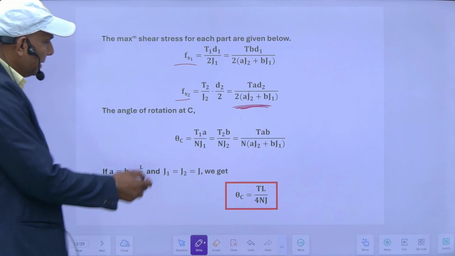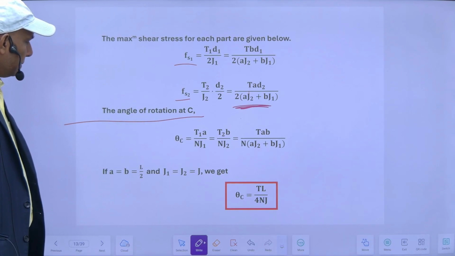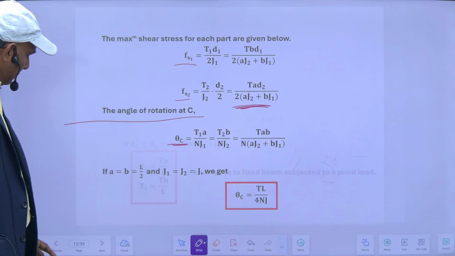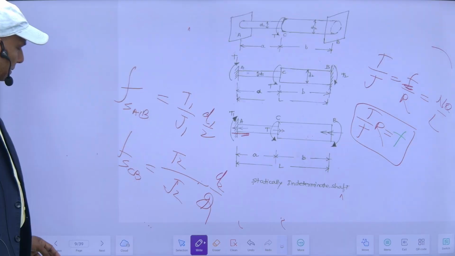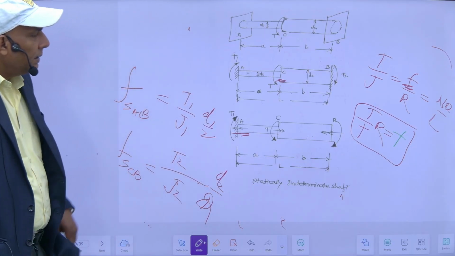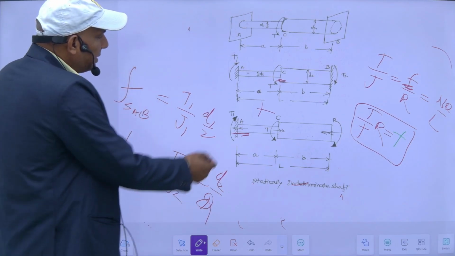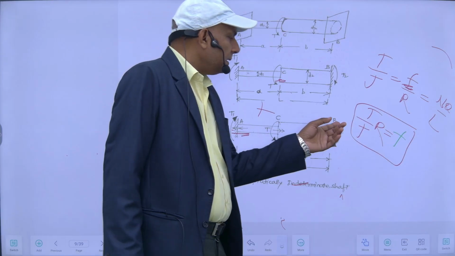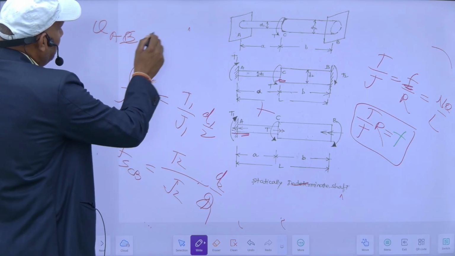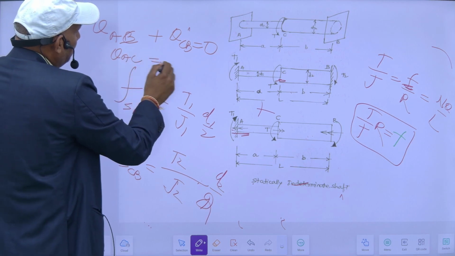Now the angle of rotation at this C. If I want to know the angle of rotation at C, theta C will be the same for both the parts. If I calculate my theta C from either this way or this way, it will be the same. Since the nature of the torques is equal and opposite, the total twist theta B is equal to 0. It means theta of AC plus theta of CB is equal to 0, so theta of AC is equal to minus theta of CB.